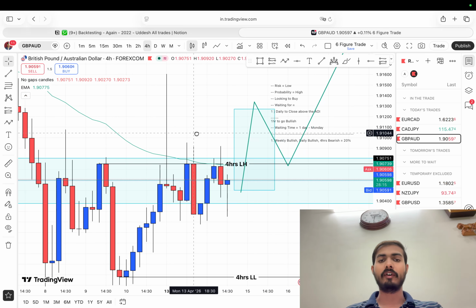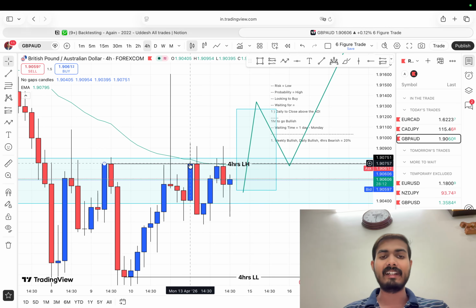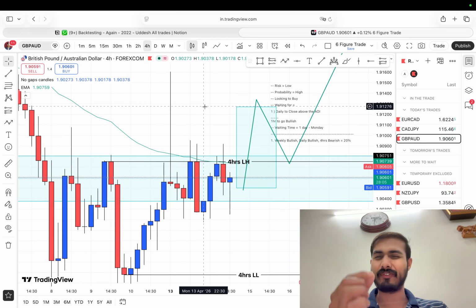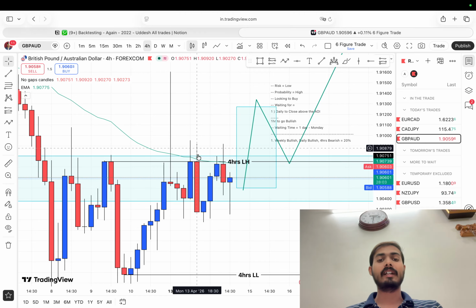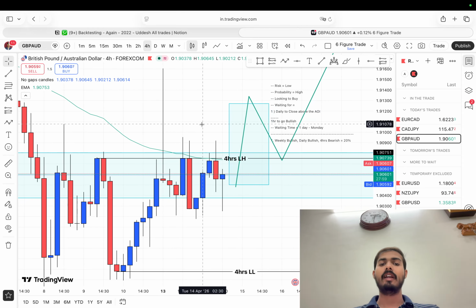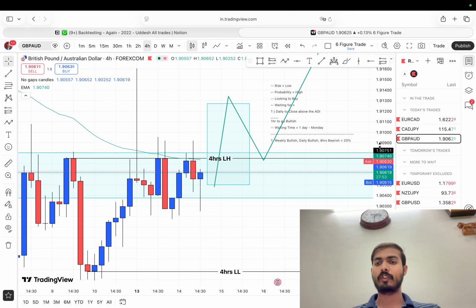Okay, so now it's sideways. I'm still waiting for the price to break above this lower high. It did technically break above this line. This candle broke above this line, but only by a fraction, and you see that it instantly got bearish for us. So I'm still waiting for the price to break above this line, then we'll look into taking a trade to the upside.